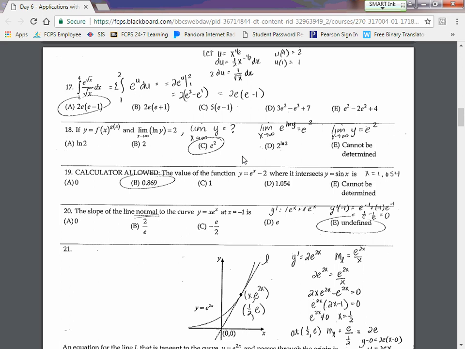And again, I can take that limit out because e is a continuous function. Then from there, e and natural log reduce, so we have the limit as x approaches infinity of y is just e squared, which is our answer C there.